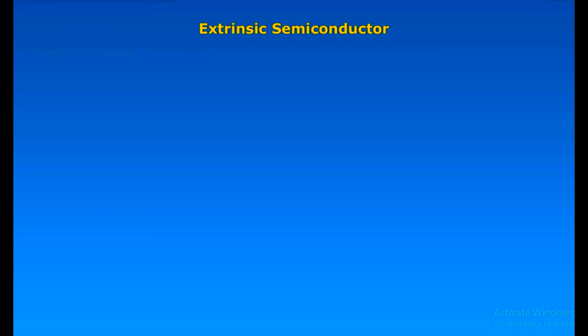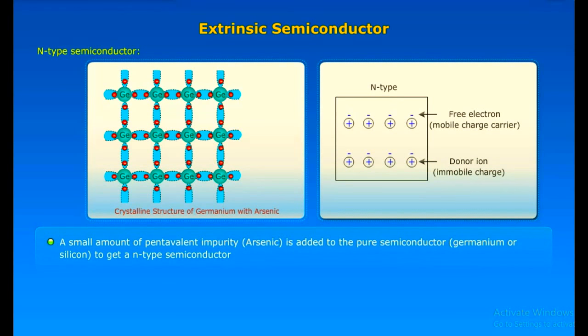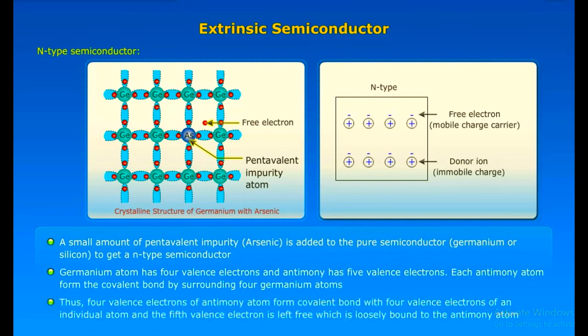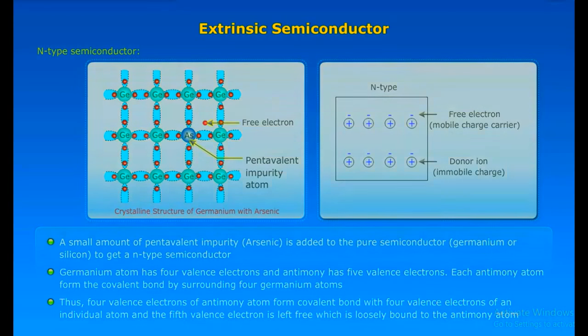Extrinsic semiconductor. N-type semiconductor. A small amount of pentavalent impurity, such as antimony, is added to the pure semiconductor to get an N-type semiconductor. A germanium atom has 4 valence electrons and antimony has 5 valence electrons. Each antimony atom forms covalent bonds by surrounding 4 germanium atoms. Thus, 4 valence electrons of the antimony atom form covalent bonds with 4 valence electrons of the individual atoms, and the fifth valence electron is left free, which is loosely bound to the antimony atom.